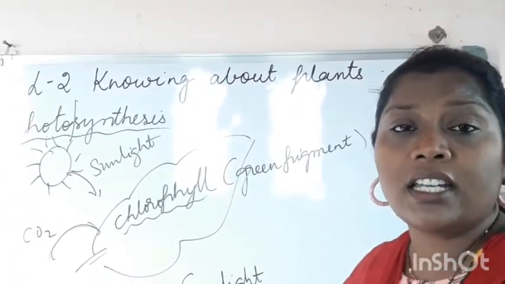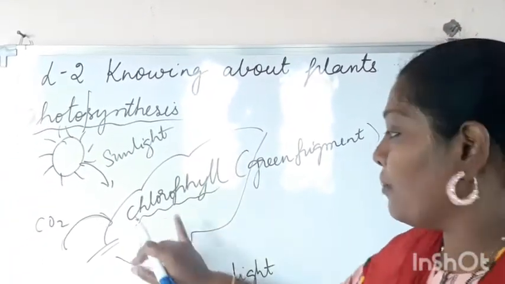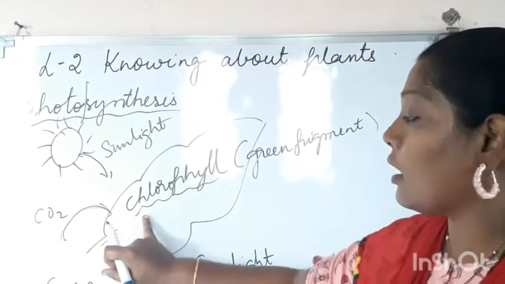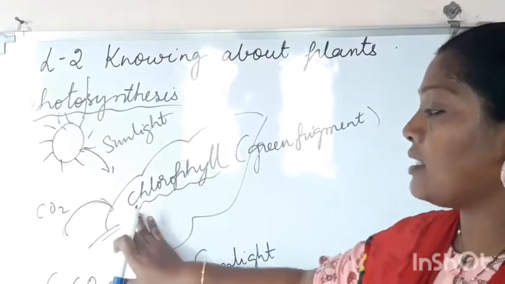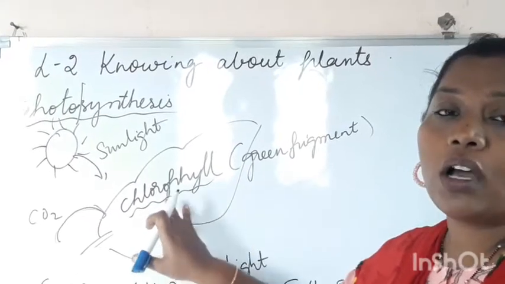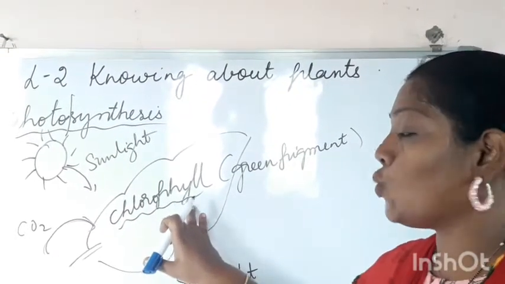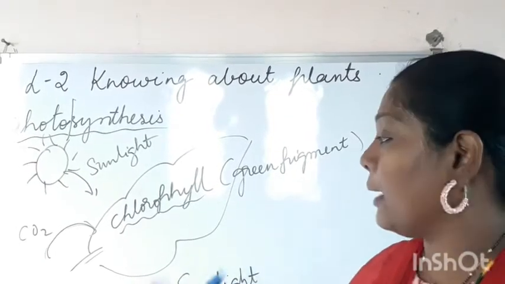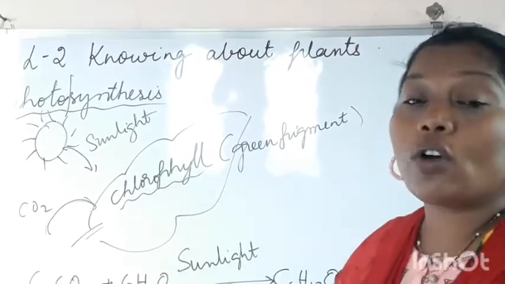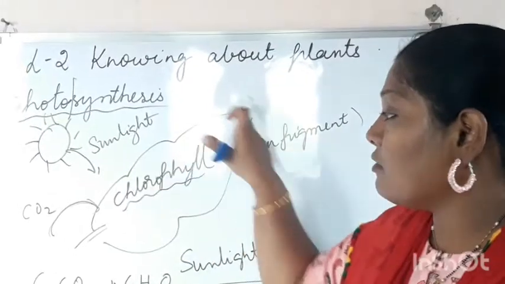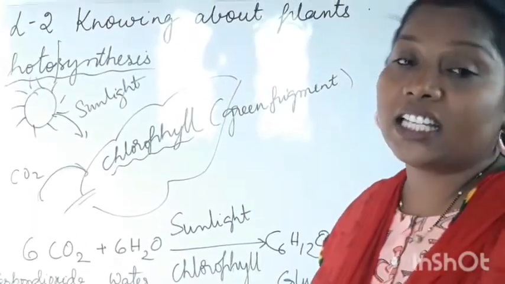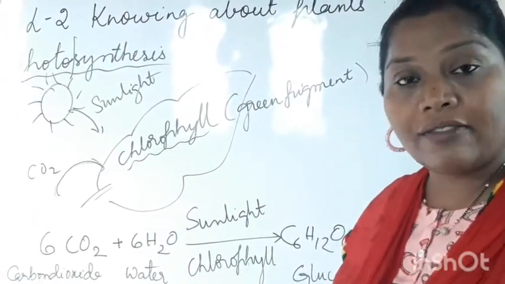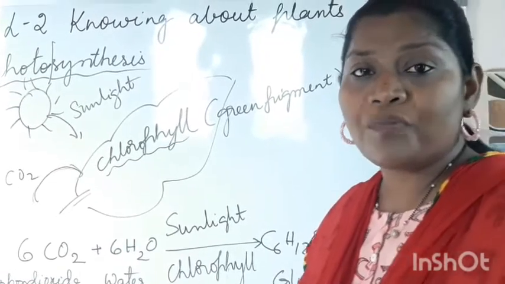As I already said, the leaves are green in color because of the chlorophyll pigment which is present in every leaf. What is present, children? Chlorophyll. Because of this chlorophyll pigment, the leaves are of green color. The pigment itself gives the green color to the leaves.